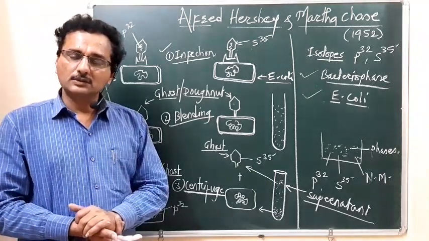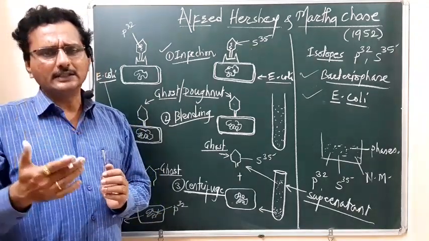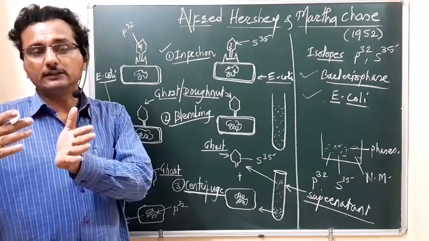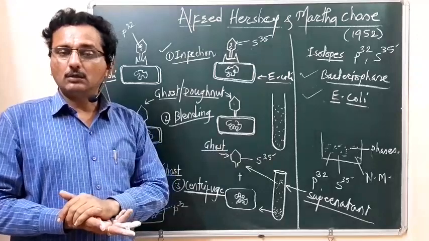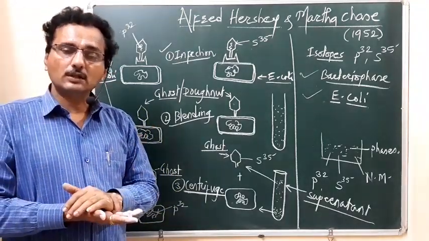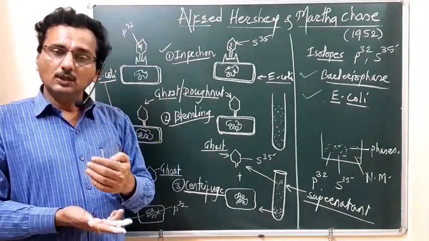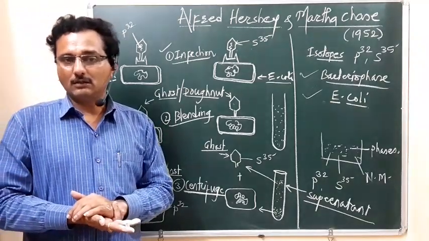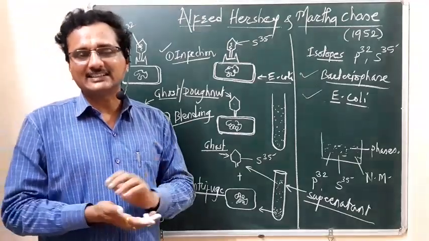So student, I think you understand well. In the 20th century, from 1928 to 1952, we got the idea about who is responsible for the transfer of characters from one generation to the next generation. So as per these experiments, we understand that DNA acts as the genetic material.